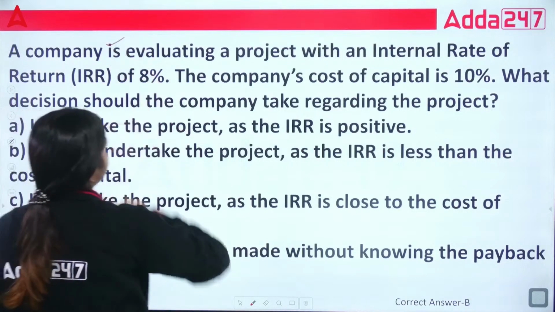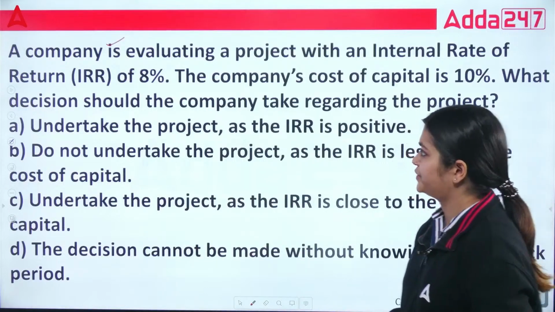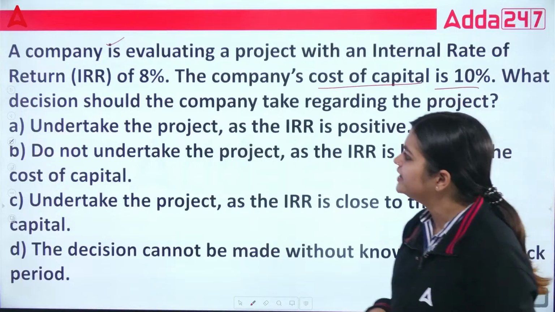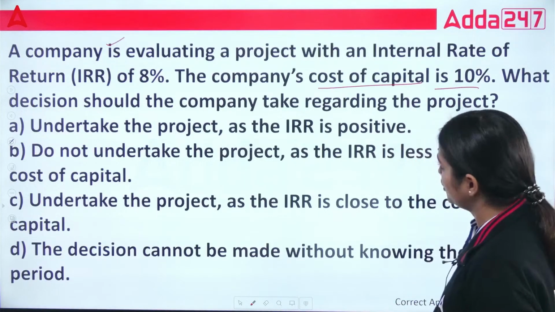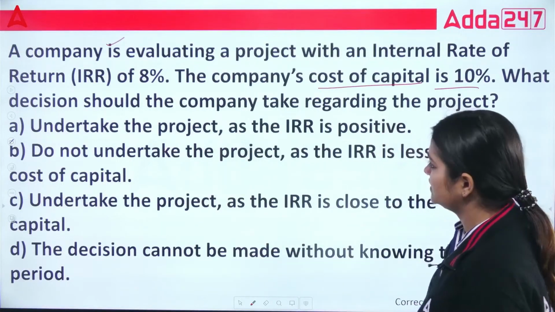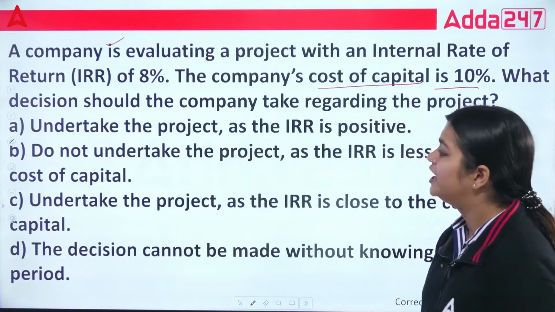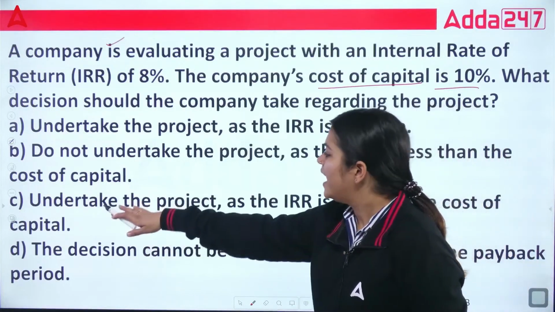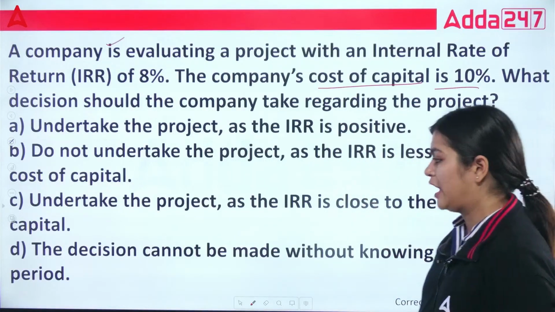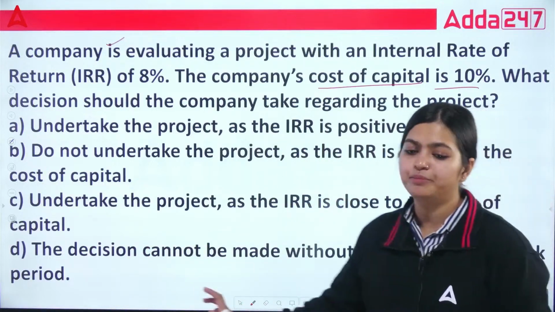A company is evaluating a project with an internal rate of return of 8%. The company's cost of capital is 10%. What decision should the company take regarding the project? A. Undertake the project as the IRR is positive. B. Do not undertake the project as the IRR is less than the cost of capital. C. Undertake the project as the IRR is close to the cost of capital. D. The decision cannot be made without knowing the payback period.